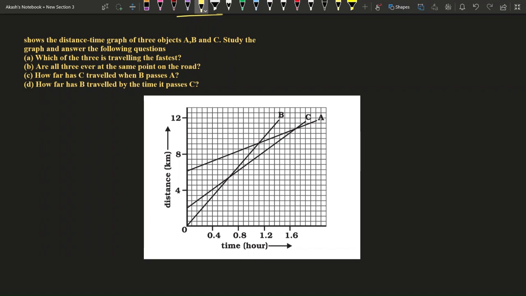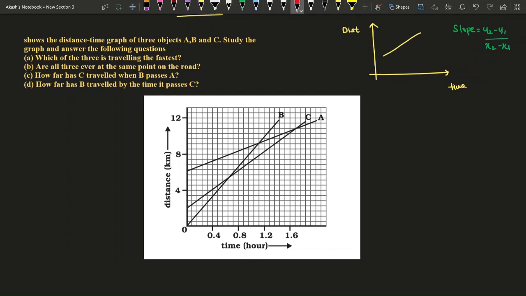So the first question is, which of the three is traveling fastest? That means you need to check the speed of that particular object. When you're considering a distance-time curve, assume that you're getting a line like this. If you want to find the slope of this line, the slope is given as y2 minus y1 divided by x2 minus x1, that is, change in the value of the y-axis divided by change in the value of the x-axis.